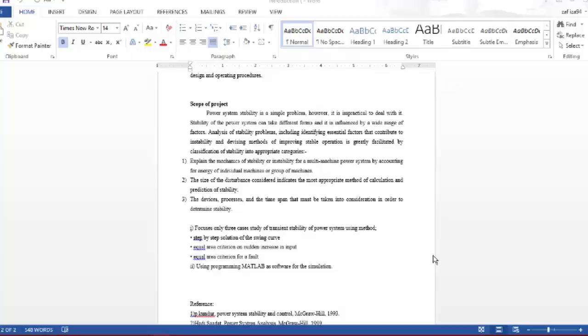The project focuses on only 3 cases: the study of transient stability of a power system using the method of step-by-step solution of the swing curve, the equal area criterion on a sudden increase in input, and the equal area criterion for a fault, using MATLAB programming as the software for the simulation.